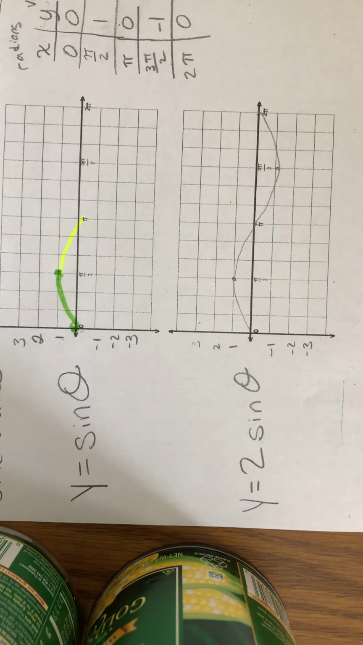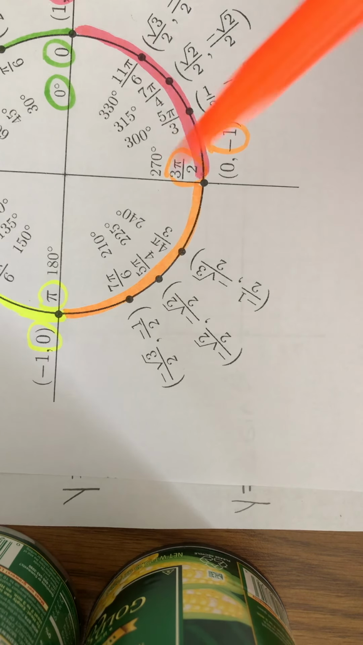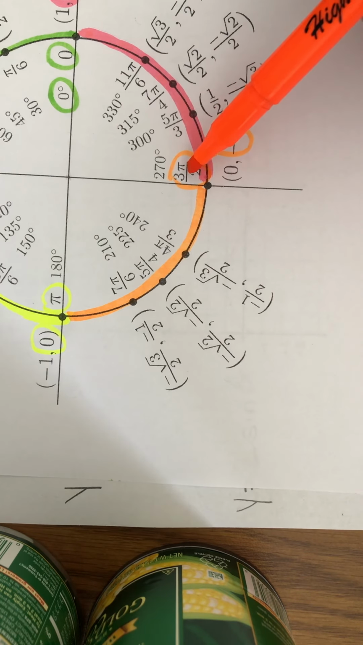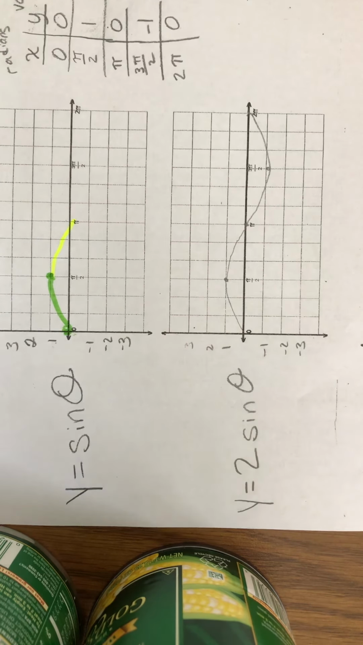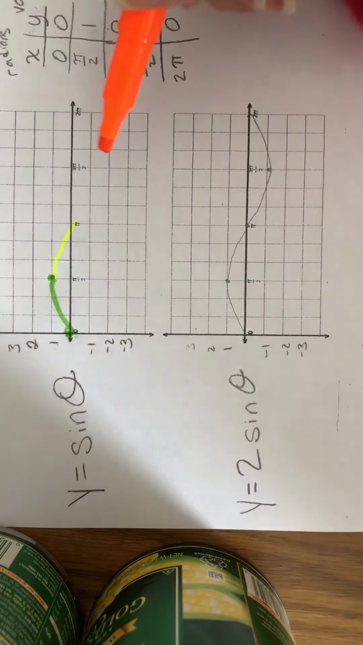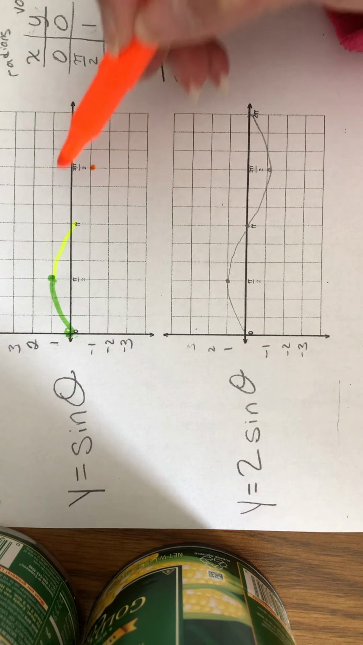Okay, then the next section of the graph is in orange. That's in quadrant 3. We're going from pi to 3 pi over 2, and then we're going to get a y value of -1 there. So we're going to dip down lower here into this one down here.